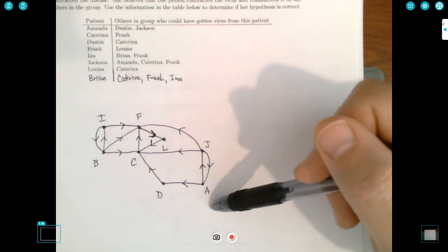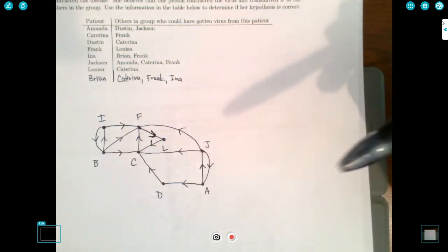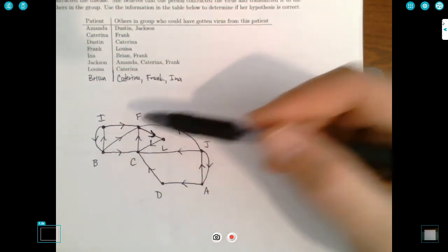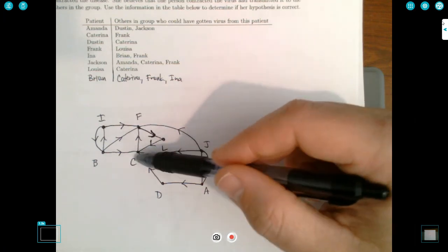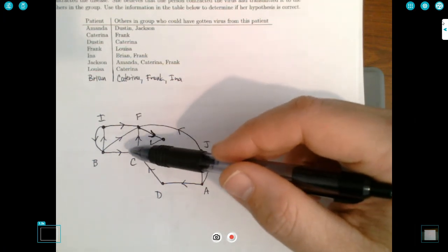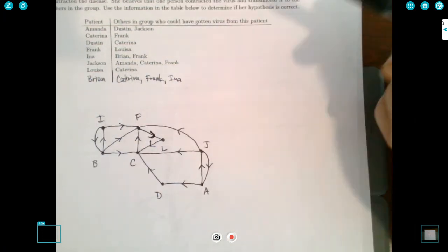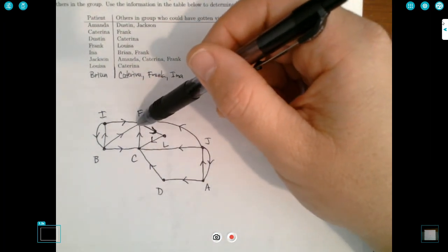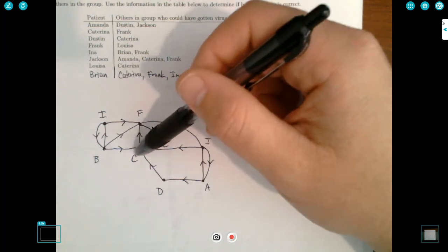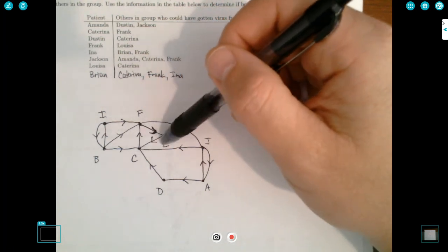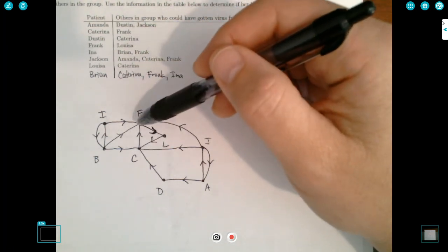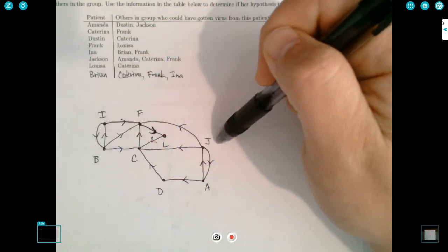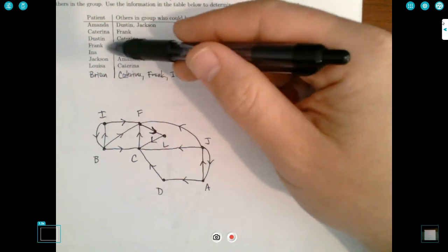Okay, so Amanda couldn't have started it, Brian couldn't have started it. Could Katerina have started it? Absolutely not, because there's no way for it to get from Katerina to Brian. Could Frank have started it? No. Frank is caught in the same vortex as Katerina, so Frank couldn't have started it. There's no way for it to get from Frank to Ina, for example, or from Frank to Jackson.